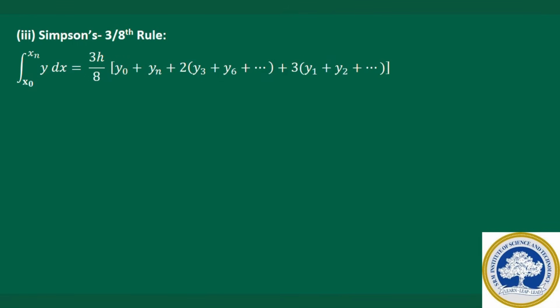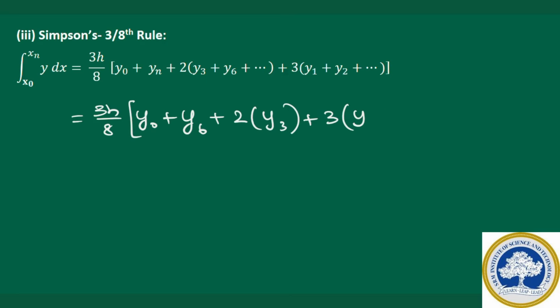Now let us see Simpson's 3/8 rule. The formula is 3h by 8 into y0 plus the last term, y6 here for this problem, plus 2 into y3 plus 3 into y1 plus y2 plus y4 plus y5. That is, here 2 into the multiple of 3 ordinates and then the remaining ordinates. So this is the formula for this problem.